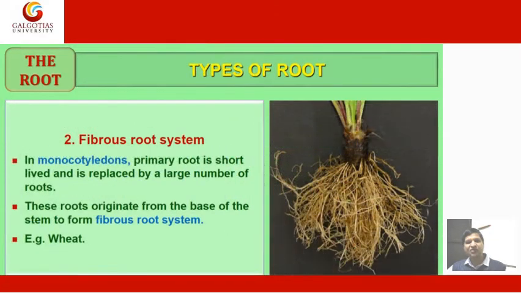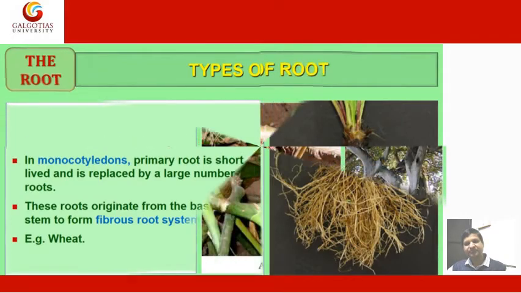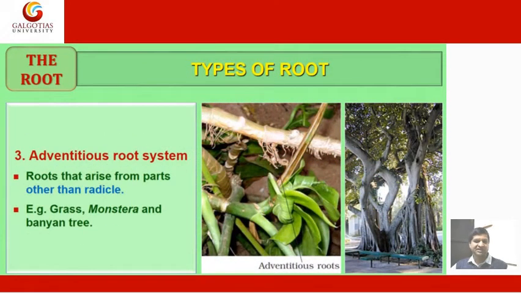Now come to the fibrous root system. In monocotyledons, the primary root is short-lived and is replaced by a large number of roots. These roots originate from the base of the stem to form the fibrous root system. A good example of the fibrous root system is wheat. Types of root: adventitious root system. Roots that arise from parts other than the radicle, for example in grasses, monstera, and banyan tree.